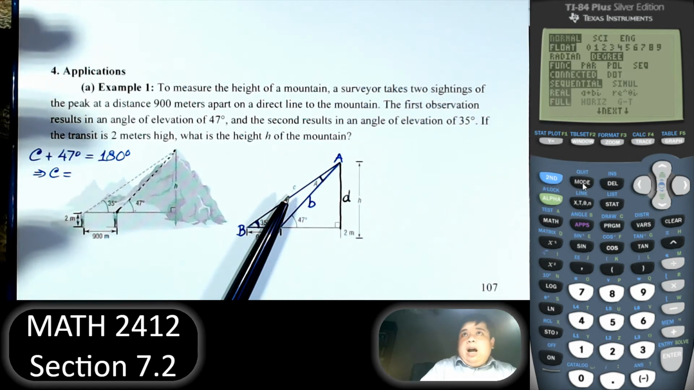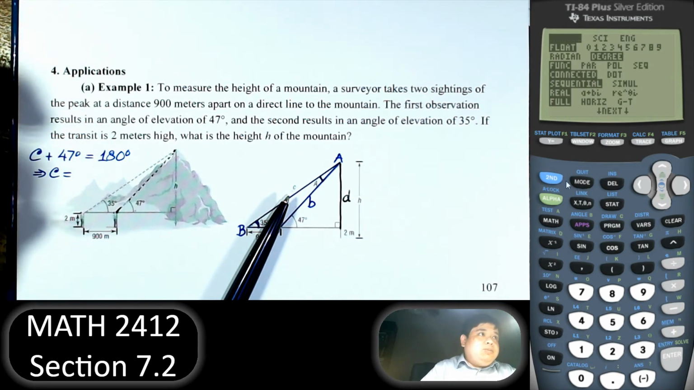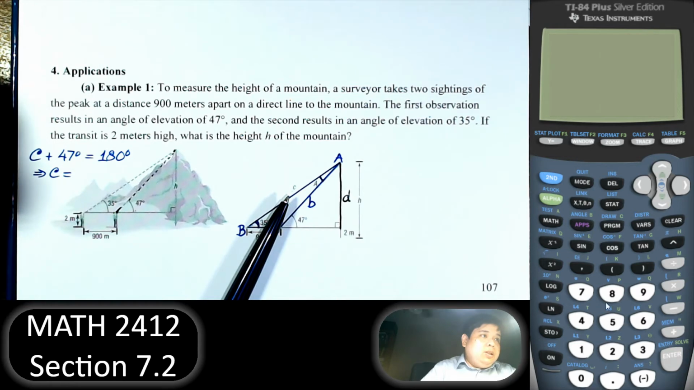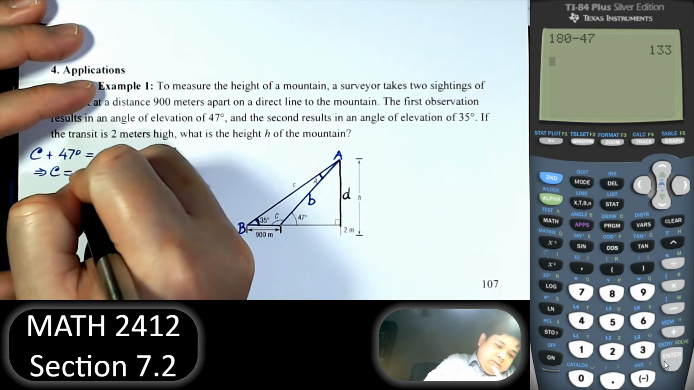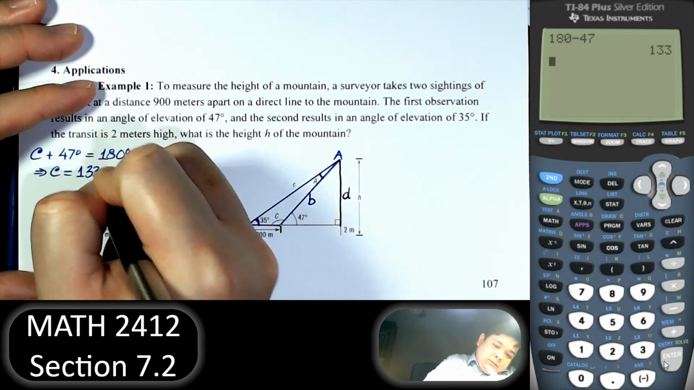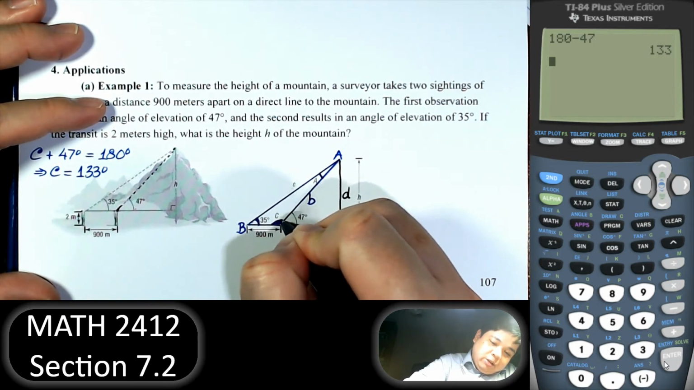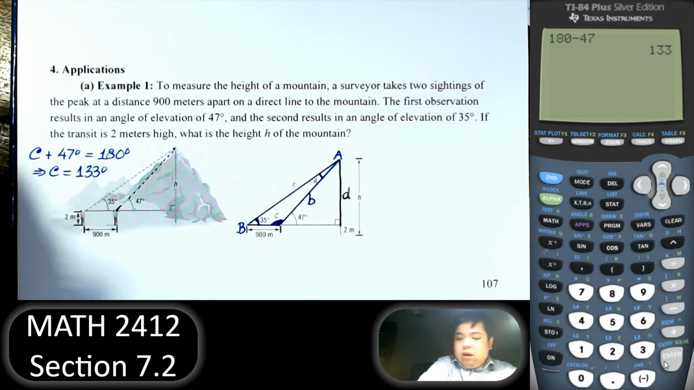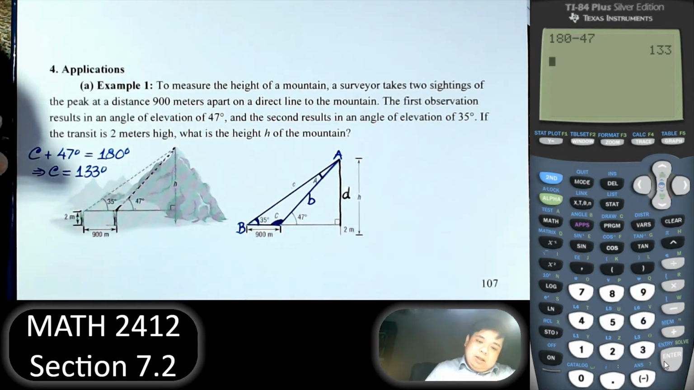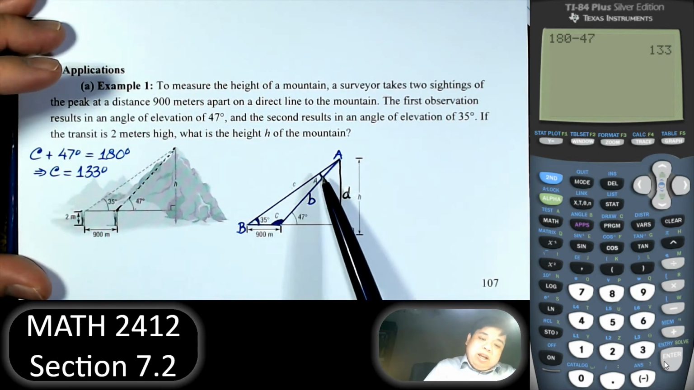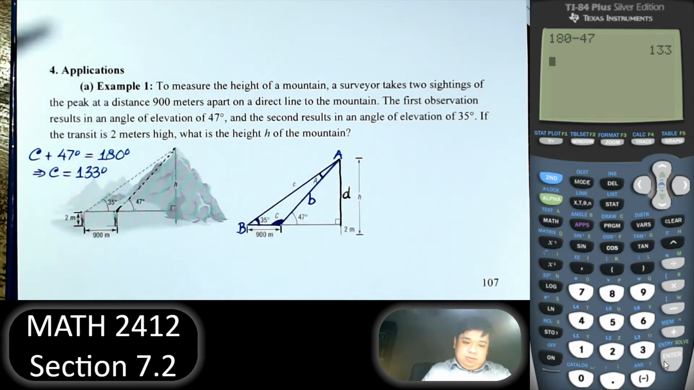Make sure it is in degree mode. So it's good. 180 minus 47, 133 degrees. So that is the angle C here, 133 degrees. With that we can find angle A, right?